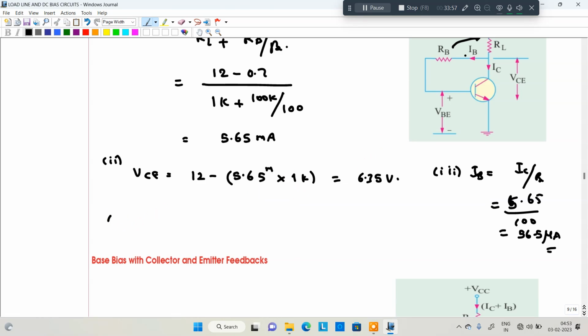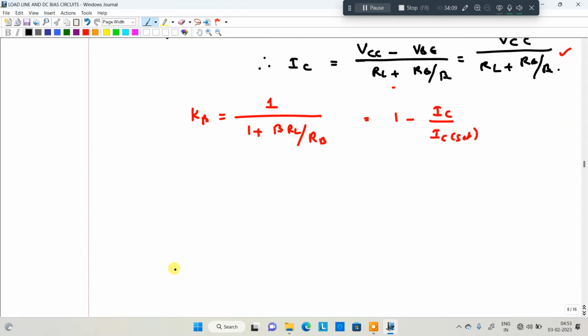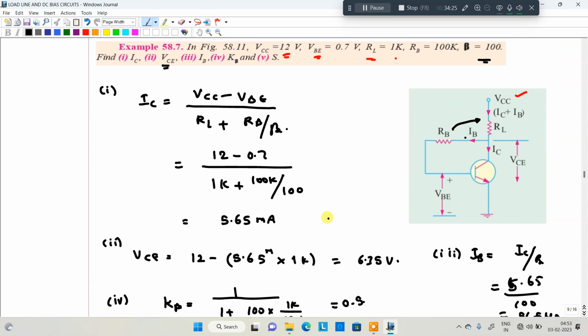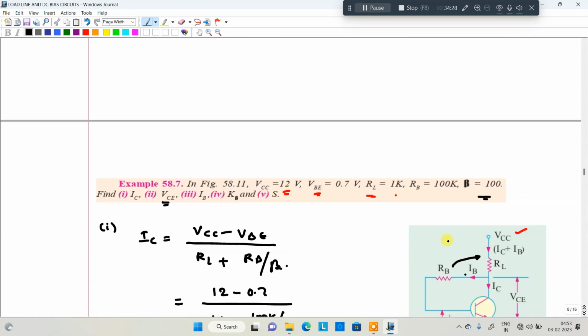At the last one, beta factor, beta sensitivity. I gave the formula to you: 1 divided by 1 plus beta into RL by RB. So 1 plus beta, that is 100, RL is 1K, divided by RB, which is 100K, that will be 0.5. So this is the solution for the base bias with collector feedback circuit.